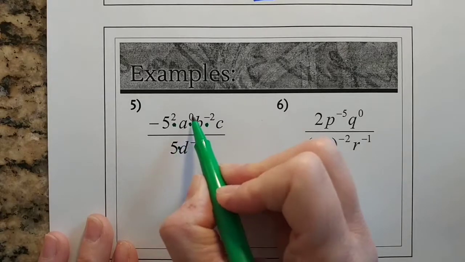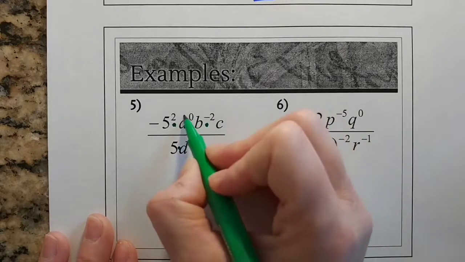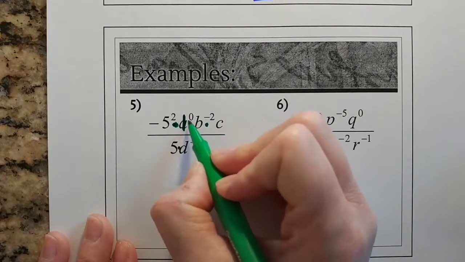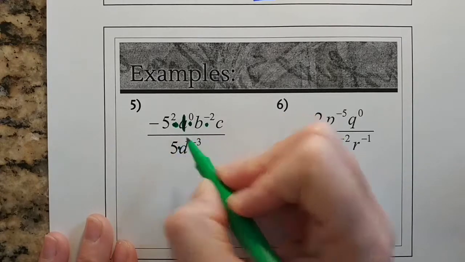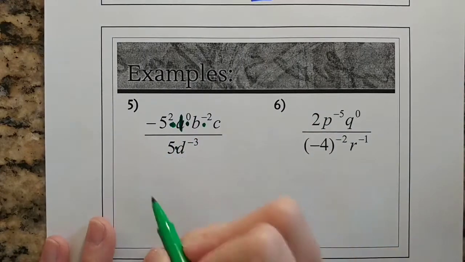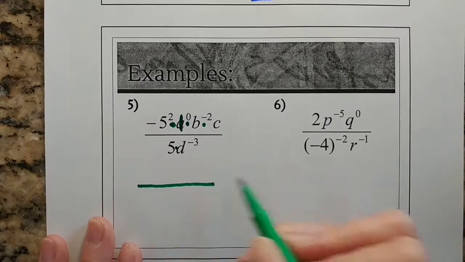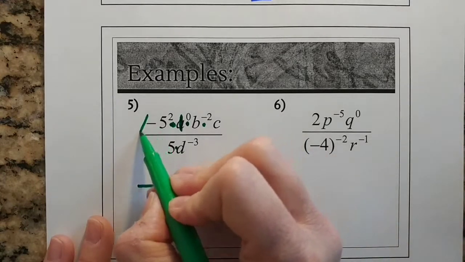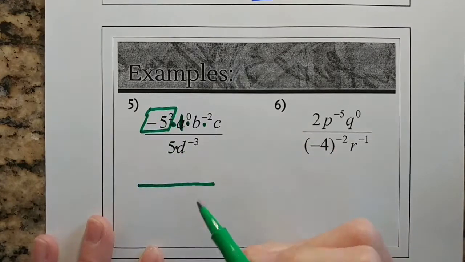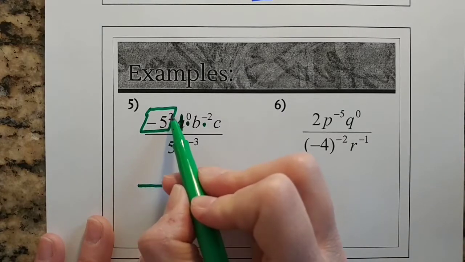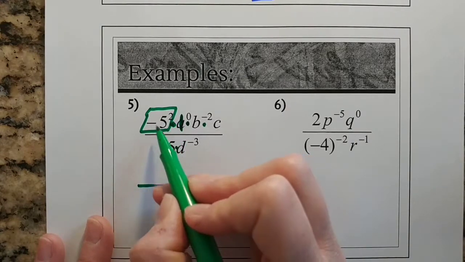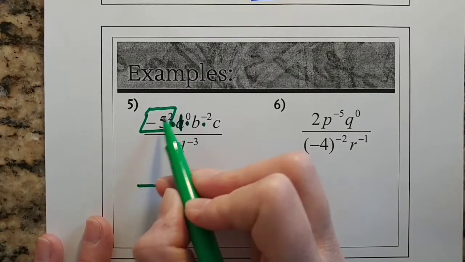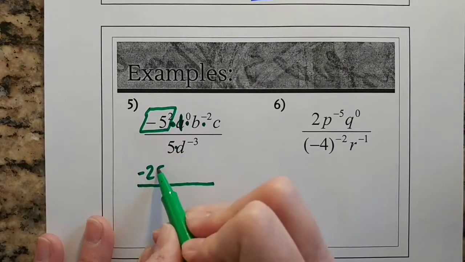I see a to the 0. Anytime I see a 0 exponent, I'm just going to change it to a 1. Remember, if you're multiplying by 1 here, that's not going to change anything. It's kind of like it cancels out. Okay, let's start. This says -5 to the 2nd power. That's the opposite of 5 squared. Remember, you do 5 squared first because this isn't in parentheses. 5 squared is 25, so -25.